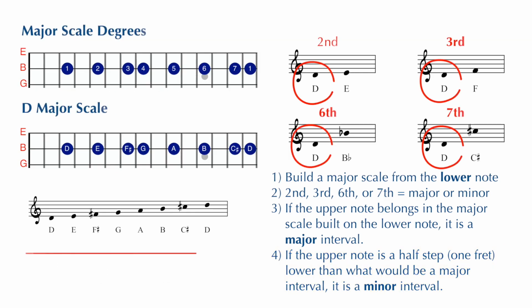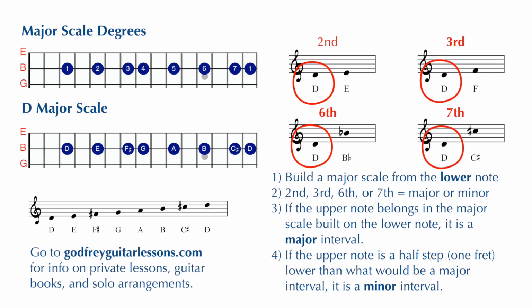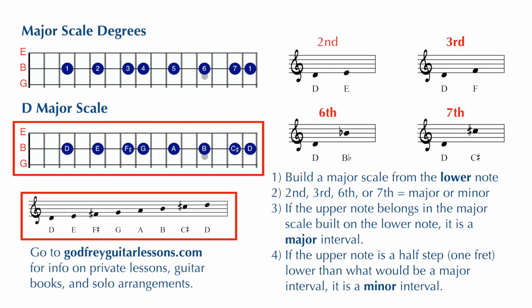So let's say you have this set of intervals and D is the lowest note of each interval. First thing you do is construct a D major scale, and now you have a measuring tool. D up to E is a second. E is part of a D major scale, so D up to E is a major second.